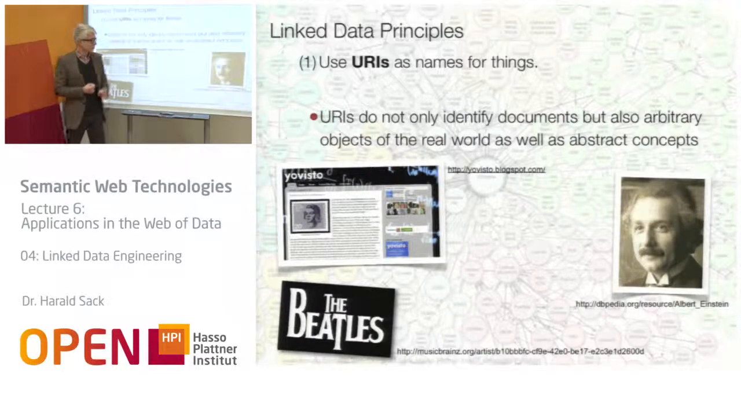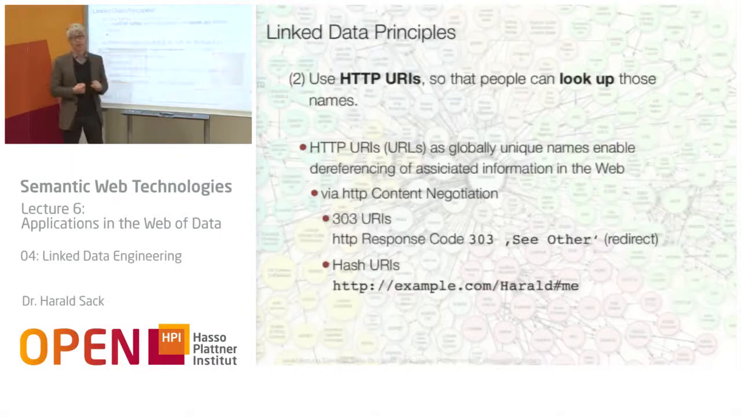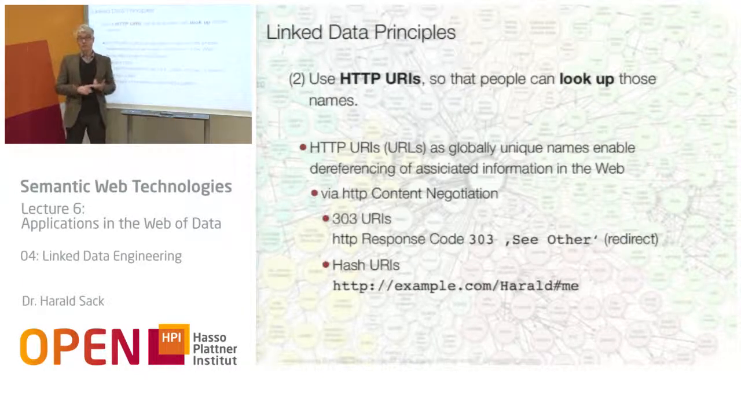I can talk about Albert Einstein when I use the identifier in DBpedia of the resource Albert Einstein, or I can talk about the Beatles when I use the identifier of the Beatles in the MusicBrainz database, for example. So these are URIs that identify things, information resources on the web about things of the real world. We have already talked about this issue. And you should use URIs, otherwise it's not possible to publish linked data. Then, of course, we must have the possibility to look up these URIs.